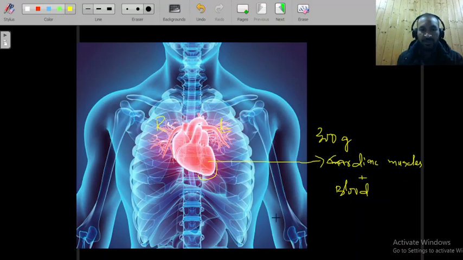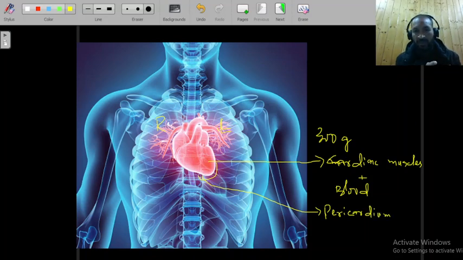This heart is essentially present within a double-walled membrane. That double-walled membrane is referred to as pericardium. So it is externally protected by a two-walled membrane. That two-walled membrane is called a pericardium, which is essentially filled with a fluid. That fluid is called pericardial fluid.